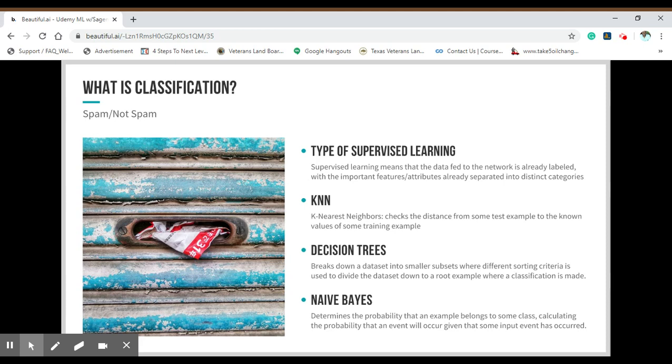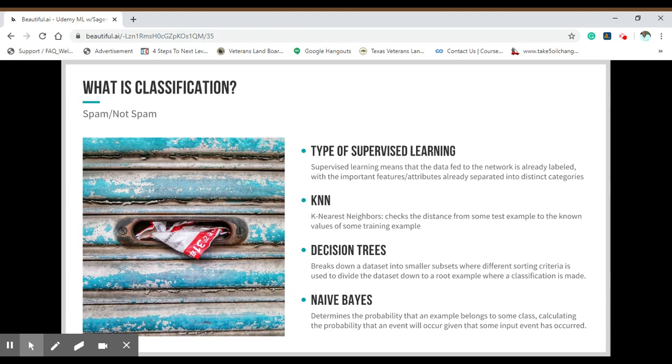And again, it's a type of supervised learning algorithm, supervised meaning that the data fed in is previously labeled, and it has the important features and attributes already separated into distinct categories. One example of this was when we took a look at the recession and not recession data. That is a type of classification. You're classifying economic conditions as a recession or not a recession based on data that's already been pre-labeled.